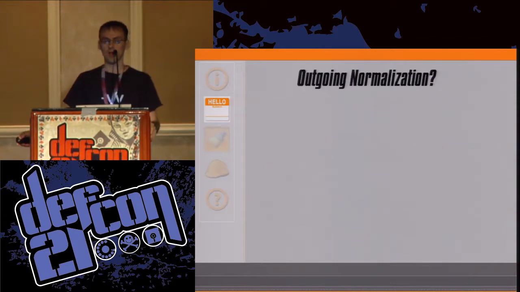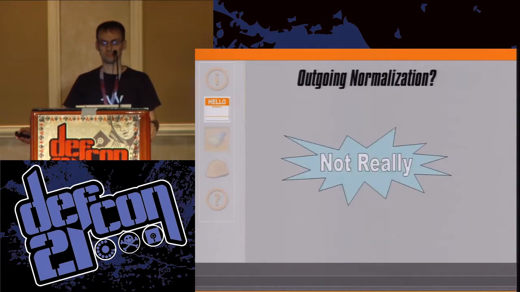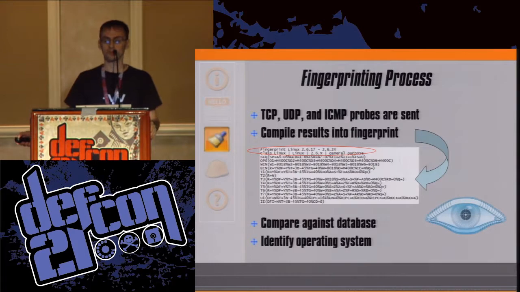Okay. How about outgoing normalization? Have we seen anything like that? Not really. Outgoing or transit normalization hasn't really been discussed before as a solution. There's certainly nothing out there, even if there was, talking about preventing fingerprinting. Right? So, when you look to prevent the fingerprints, it's important to take a look at that fingerprinting process.